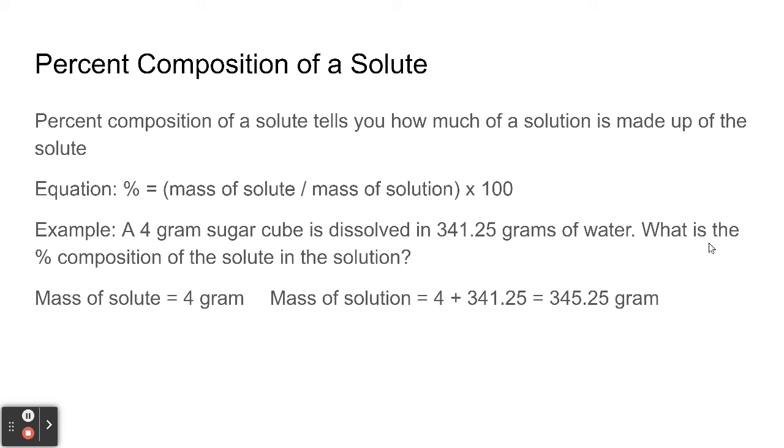So to combine those, you do 4 plus 341.25. So the mass of our entire solution here is 345.25 grams. Now we'll put that in our little equation here. So our percent equals 4 divided by 345.25 times 100, which gives us 1.16% sugar. So this solution of sugar water only has 1.16% sugar. The rest of it's water. That's what percent composition is telling us.